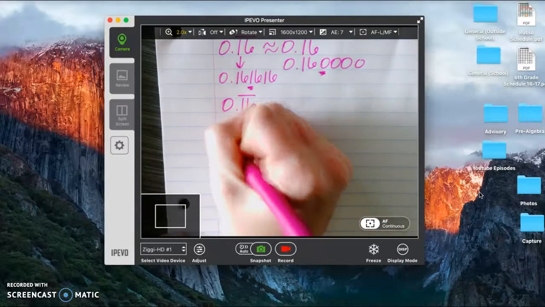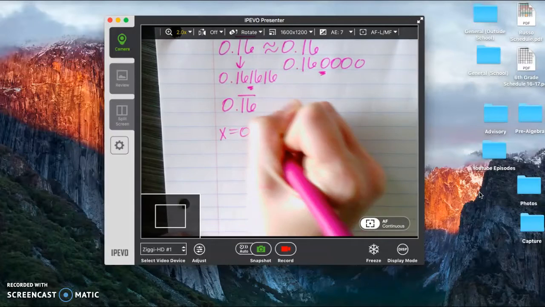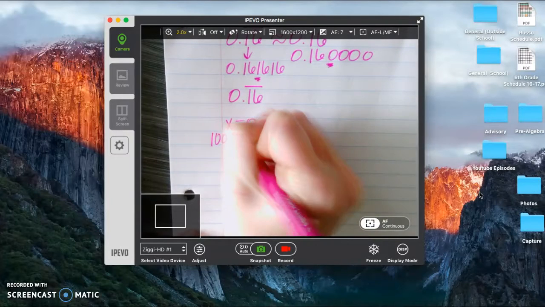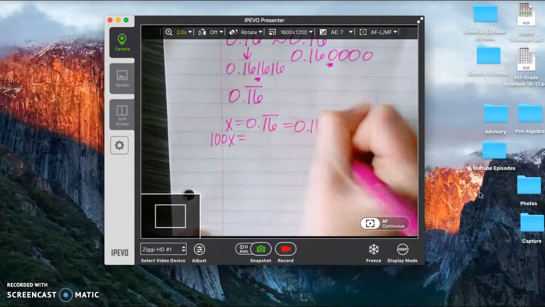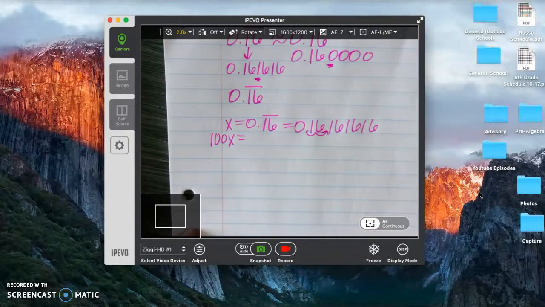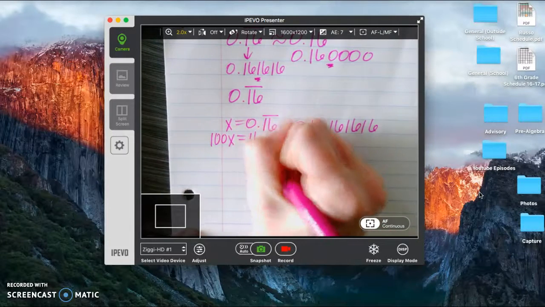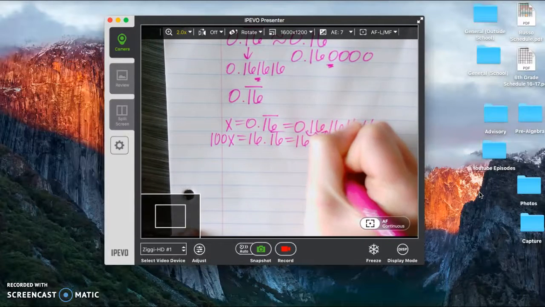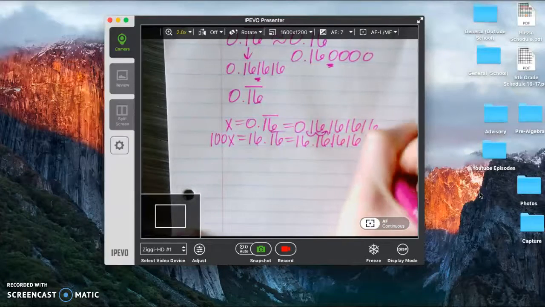So if we think about 0.16 repeating, I have a repeating bar over my 2 decimal places. So when we think about how we get rid of the repeating decimal part, I can set my x equal to my repeating part. Since I have 2 decimal places repeating, I'm going to multiply x by 100. So when I multiply x by 100, I'm going to move my decimal place 2 times to the right. When I do so, I'm now going to have a whole number of 16, and then these 16s are going to continue to repeat over and over and over again.